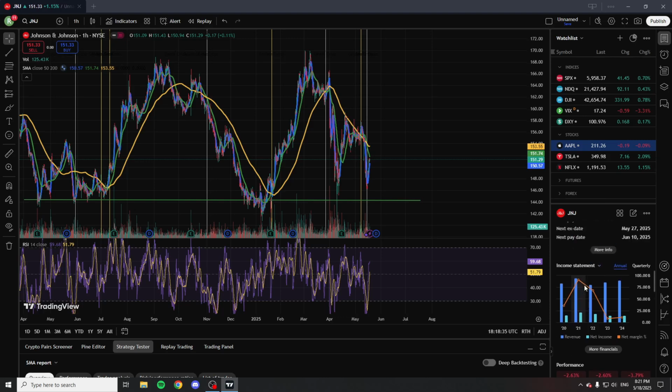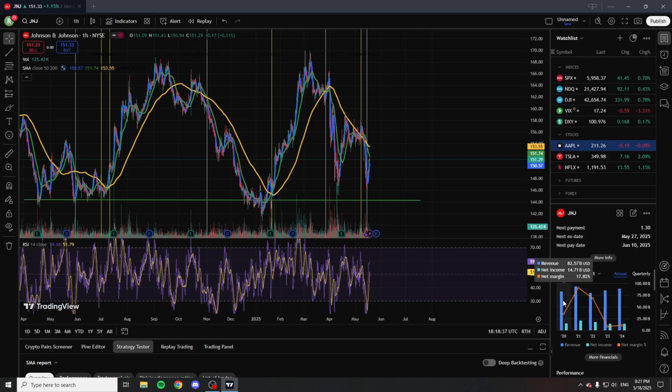Now, as you can see down here, their annual statements are much the same, and this is because they are simply so large that it's difficult for them to gain more and more growth.